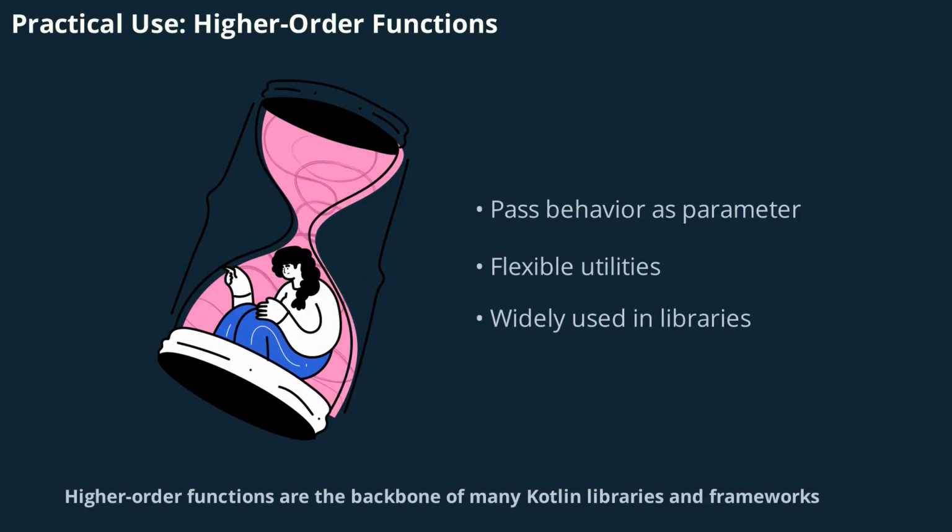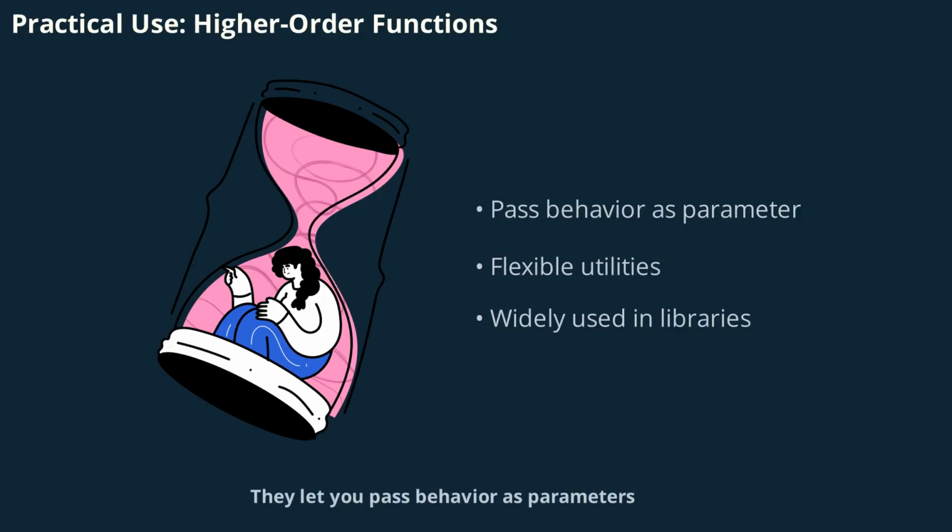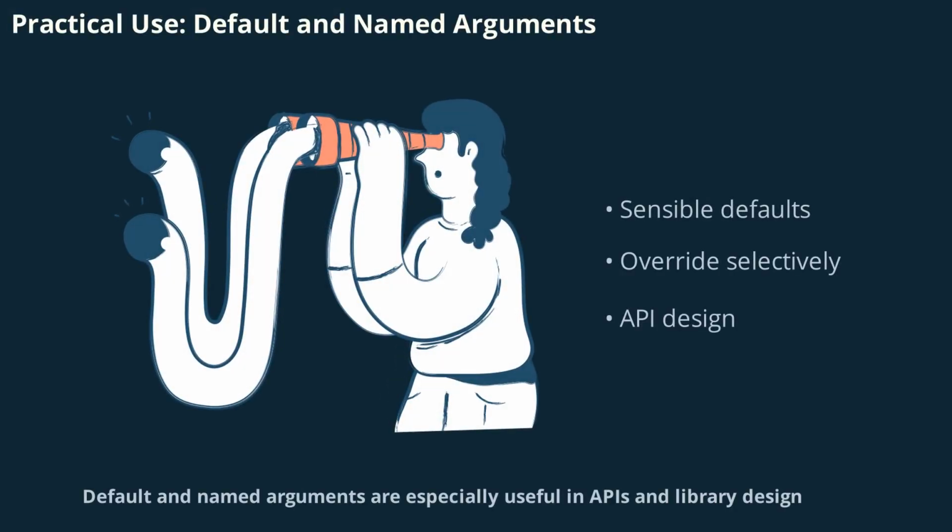High-order functions are the backbone of many Kotlin libraries and frameworks. They let you pass behavior as parameters, making your code more flexible and reusable. You'll find high-order functions everywhere in Kotlin, from standard library functions like run and apply to custom utilities in your own projects.